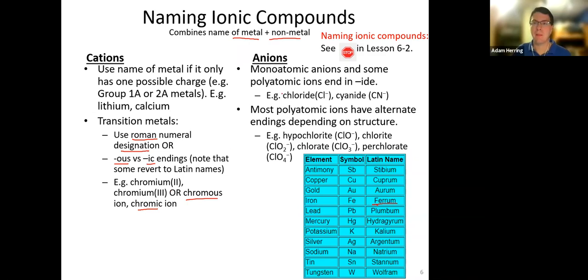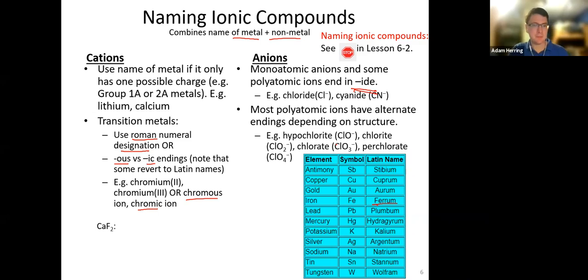Then for the anions, all of the monoatomic anions and a couple of polyatomics will end in "ide." So examples of that include chloride, cyanide, fluoride, etc. And then most polyatomic ions have alternate endings depending on the structure. We're not going to go into much detail about that in this video, but you need to realize that the structure will dictate its name.